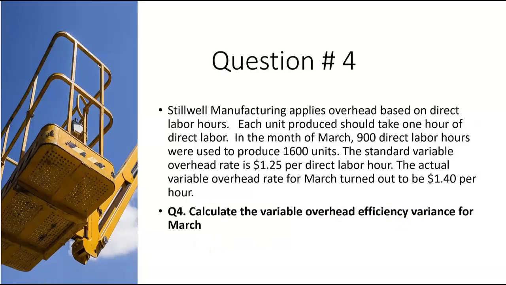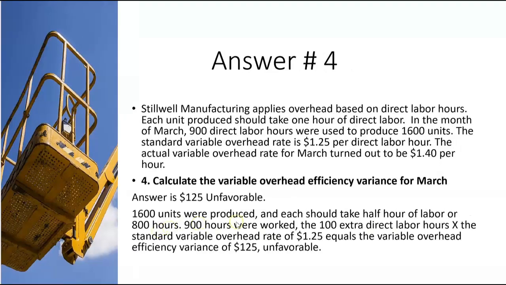And it's going to be based on the 100 extra wasteful hours that we used to produce 1,600 units. 1,600 units were produced. Each should take half an hour of labor, or 800 hours. But since 900 hours were worked, the extra 100 hours times the standard variable overhead rate given in the facts at $1.25 equals the variable overhead efficiency variance of $125.